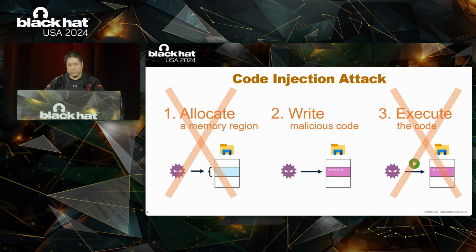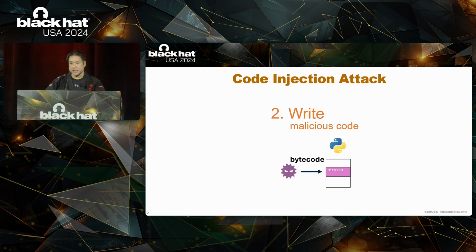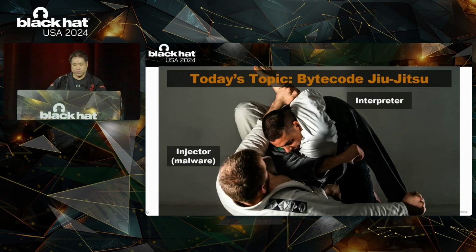What if we don't need allocation or execution? Actually, it's possible if we inject bytecode. That is the technique we introduce today, a brand new attack technique. Its name is Bytecode Jiu-Jitsu. Bytecode Jiu-Jitsu is a technique for an injector that chokes an interpreter to force it to execute malicious bytecode, like this picture.